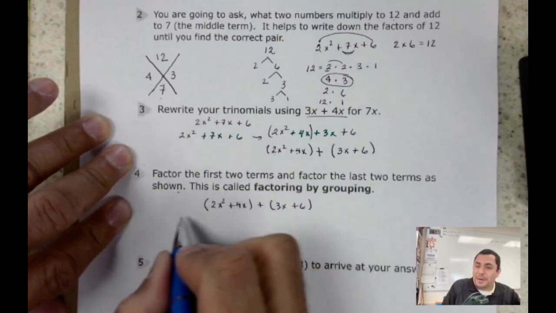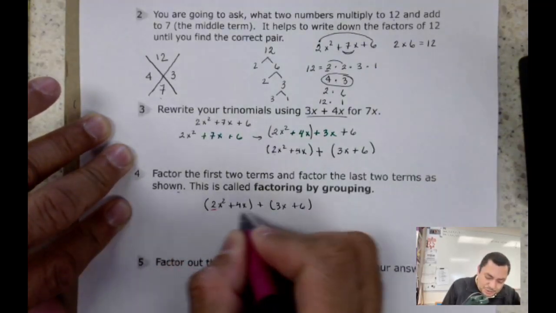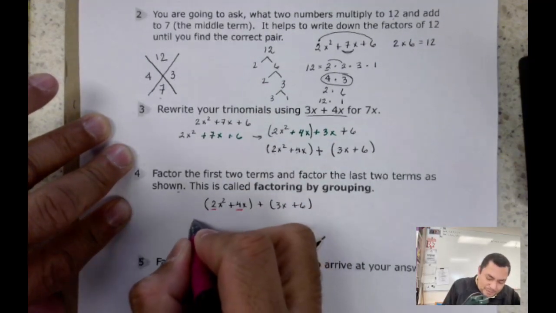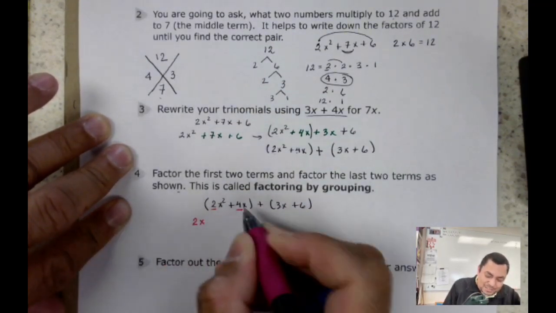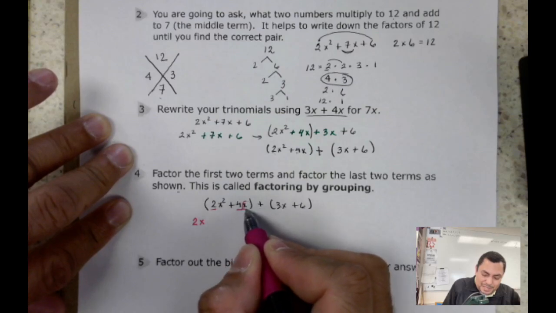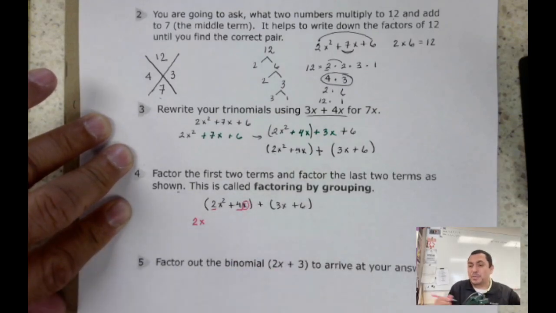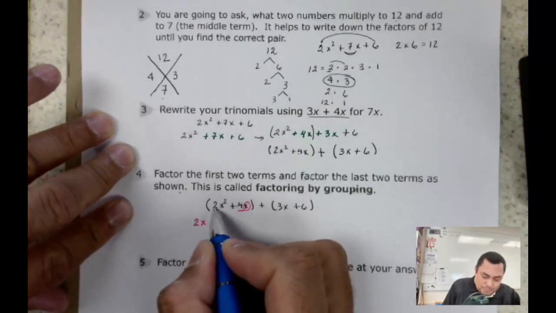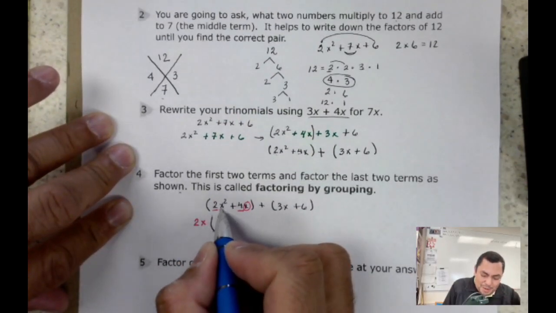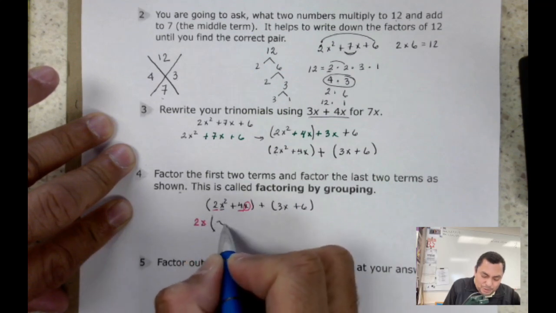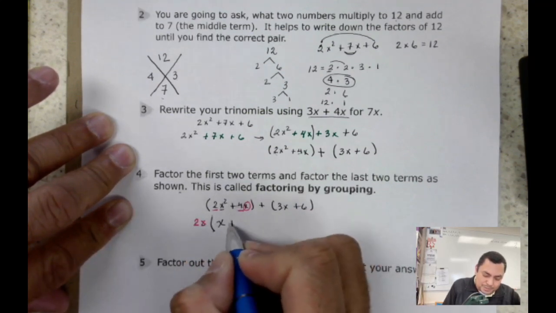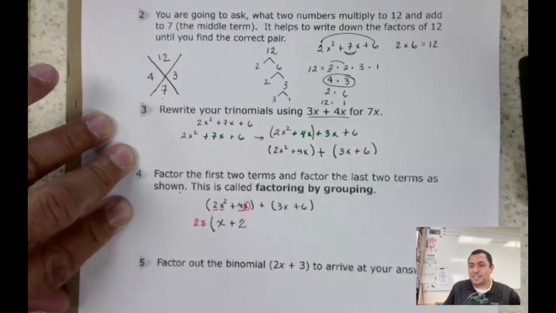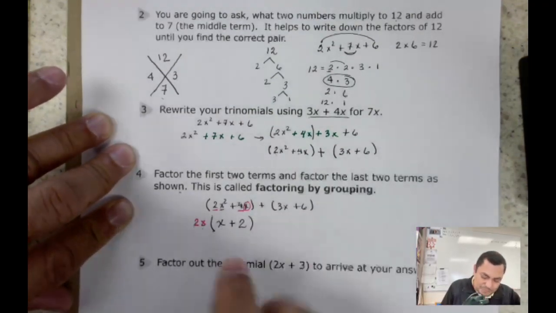What I'm going to do is find the greatest common factor. I can see that it's 2, since I have 2 and 4. So my greatest common factor is 2x. I'm going to pick the variable with the smallest exponent. Then 2 divided by 2 is 1. You have x squared, but you took 1 away, so you only have x. Plus 4 divided by 2 is 2, and you took all the x away, so it's just x plus 2.